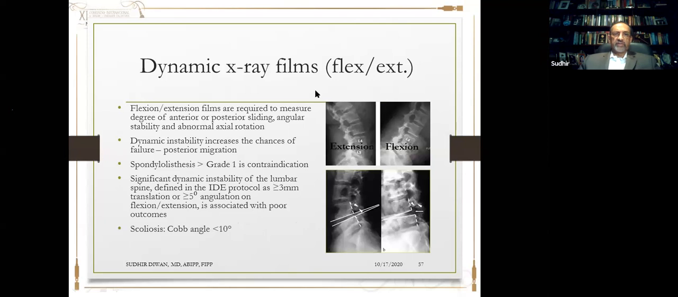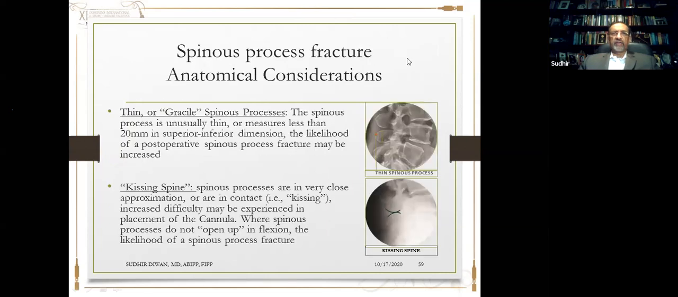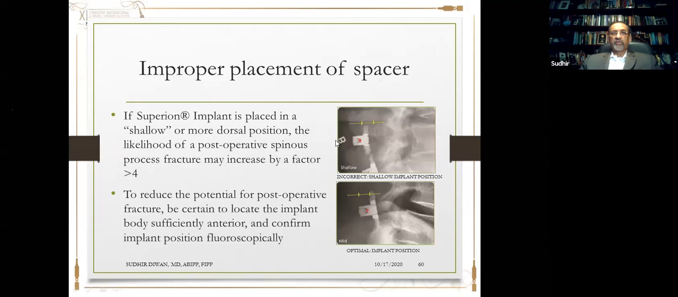This is very similar to what I talked about. This is the DEXA scan. It gives you individual fracture risk, at the femoral neck or spinous processes, so it helps you with the diagnosis. The other two are a gracile spinous process, which is a very thin spinous process. If your superior to inferior dimension is less than 20 millimeter, it is a very thin spinous process and has more risk of fracture. And kissing spine is where the processes are so close that you cannot do it.